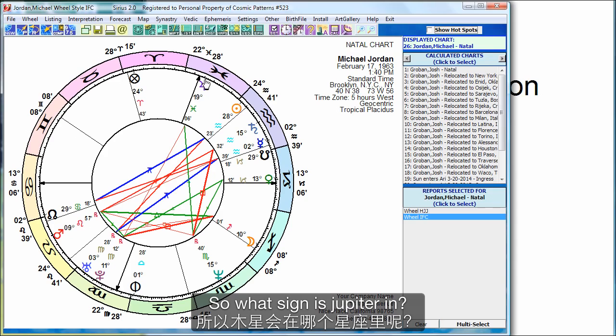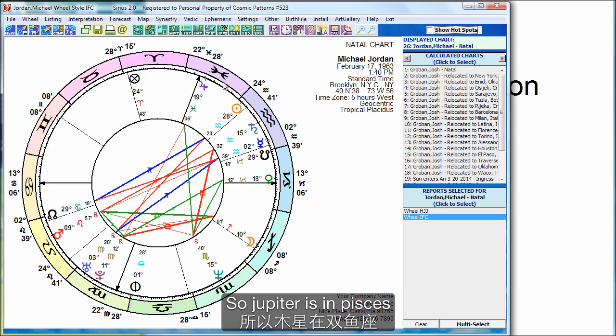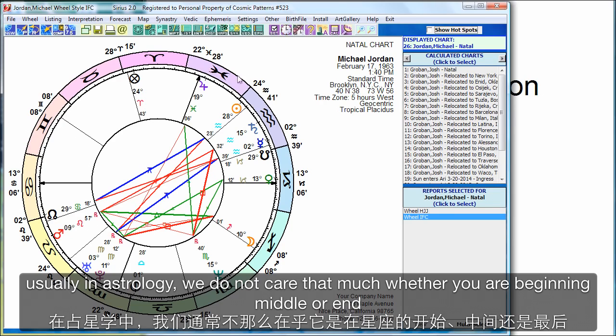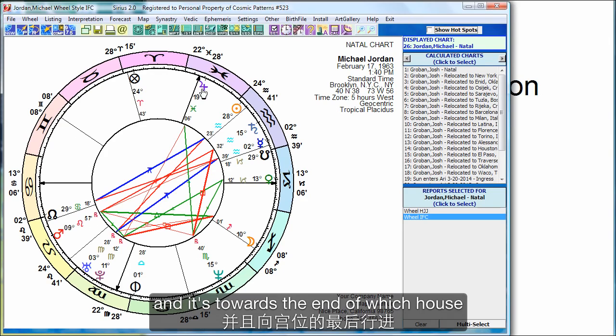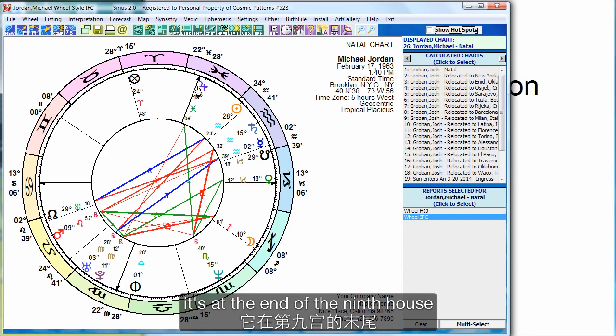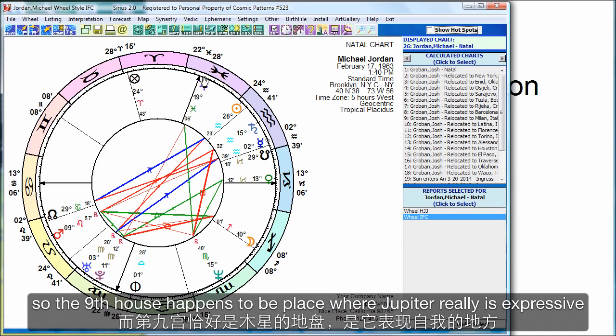So what sign is Jupiter in? We can just look at this section of the chart, and that's the symbol for Pisces. So Jupiter's in Pisces. It's in 19 degrees Pisces, which is about 2/3 through Pisces. Usually in astrology, we don't care that much whether you're beginning, middle, or end. But it's about 2/3 through the Pisces sign, and it's towards the end of which house? Let's count. 1, 2, 3, 4, 5, 6, 7, 8, 9. It's at the end of the 9th house. Almost in the 10th house.